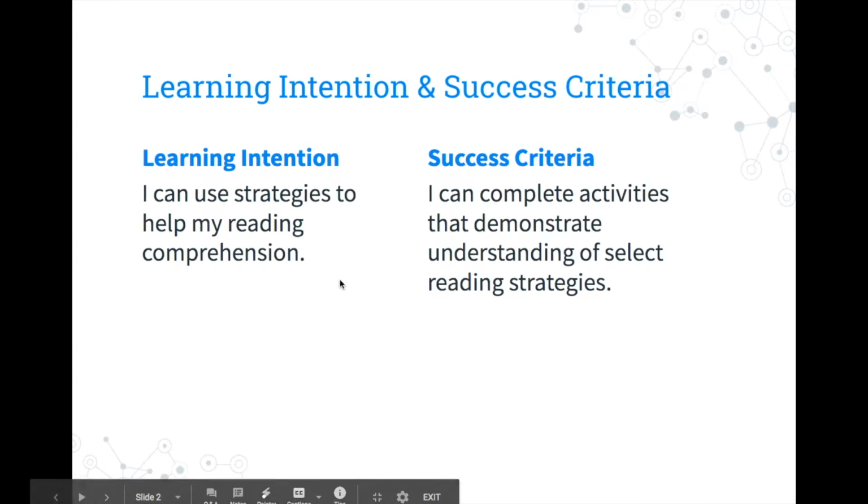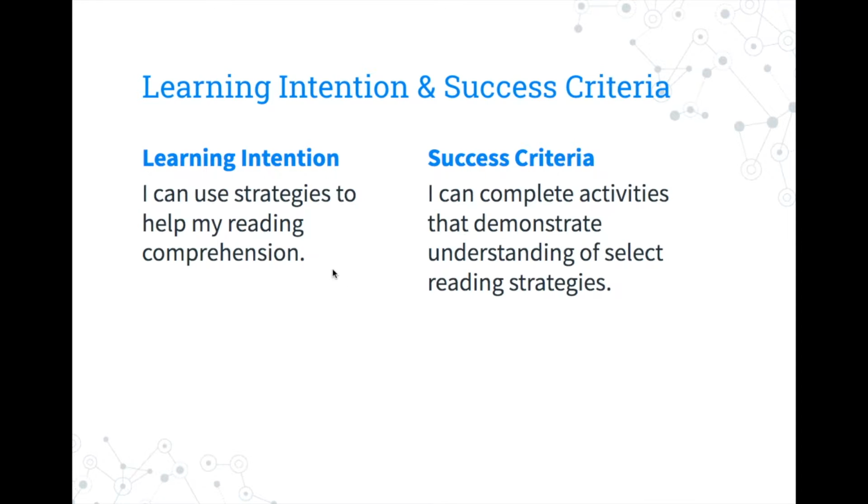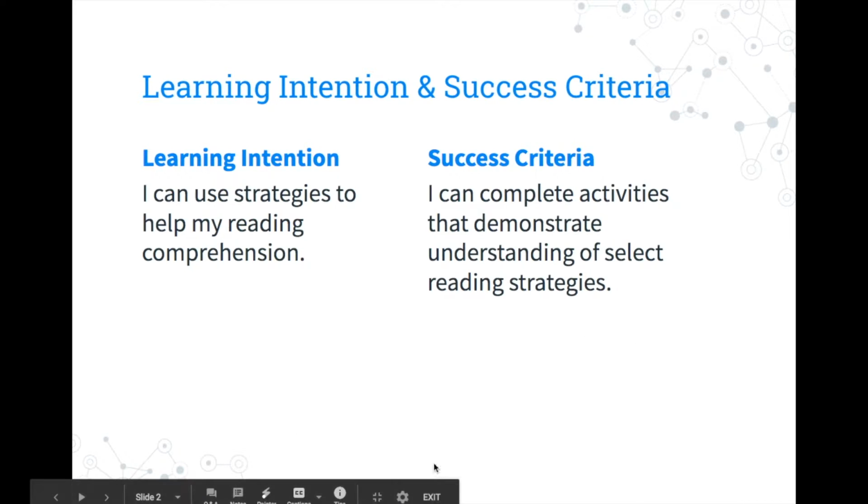Okay, so your learning intention is that I can use strategies to help my reading comprehension. And the success criteria is that I can complete activities that demonstrate understanding of select reading strategies, which means we're going to do an activity where you will be able to show that you understand summarizing a story.